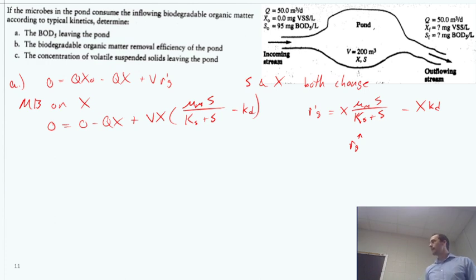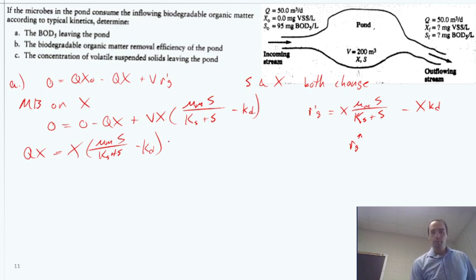Okay, so we have that so far. We can add qx to both sides. So we have qx equals x times all that, mu max s over Ks plus s. And we can see here that we can divide both sides by x, and the x just magically disappears, which is wonderful. And I'm missing a V here, so we could also divide both sides by V, and that gives us Q over V is theta. So we could say theta equals mu max s divided by Ks plus s minus Kd.